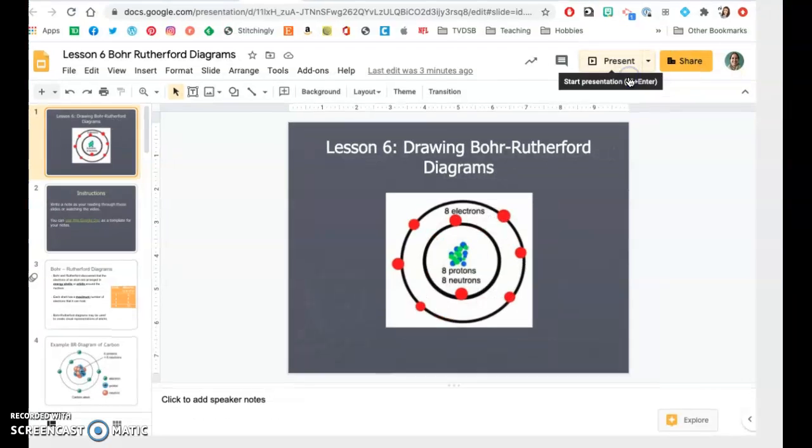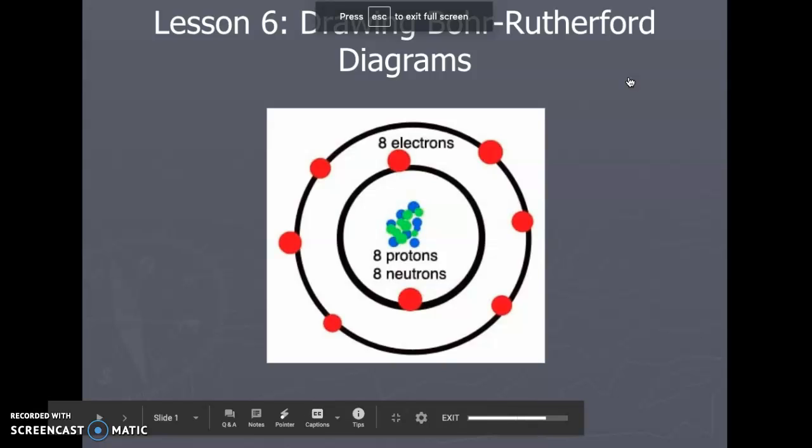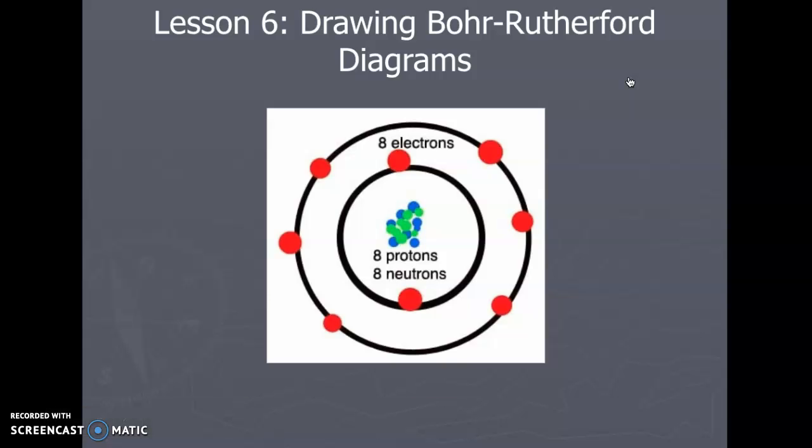Last time we talked about the structure of the atom, and I did show you a diagram that looked like this. So today we're going to learn how to make these. The idea comes from figuring out how many protons, neutrons, and electrons are in an atom using the chemical symbol on the periodic table, so what we did last time. Then using that information, we're going to create a model of elements that looks like this.